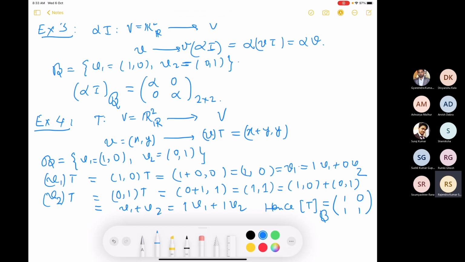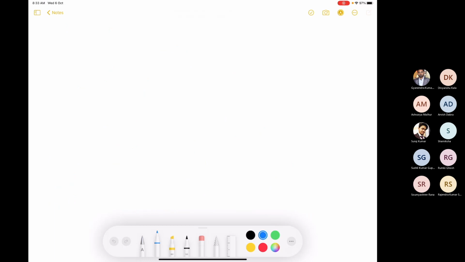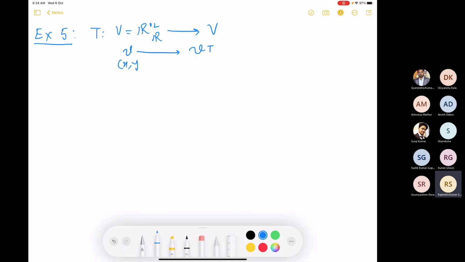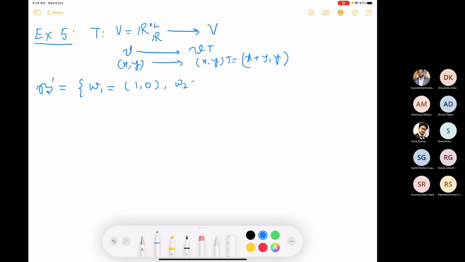Another example, let us take the same linear transformation. Example 5, same linear transformation, say T from V, R2 over R, V goes to VT, and if it is (x, y), then this (x, y)T is (x plus y, y). Now let us take another basis here, say W1 is (1, 0), and W2 let's say (1, 1). You can verify that this also is a basis for V over F.